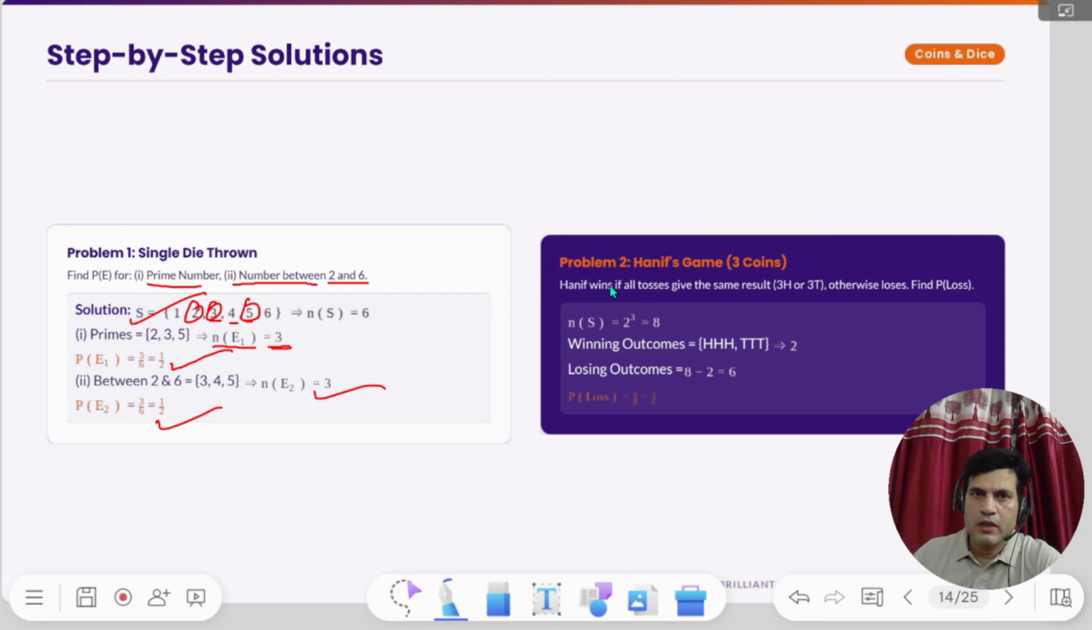Hanif tosses 3 coins. Hanif wins if all the tosses give the same result, like 3H or 3T, otherwise loses. Find the probability of loss. So total possible outcomes is 8. Winning outcomes are HHH and TTT, that is 2. So losing outcomes is 8 minus 2, that is 6. So P(loss) is 6 by 8.